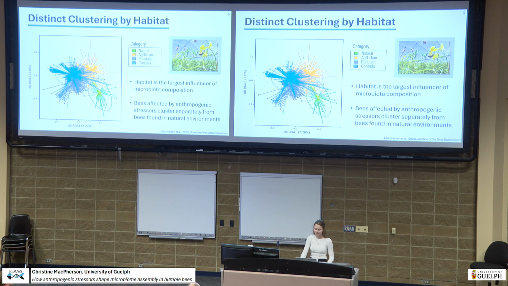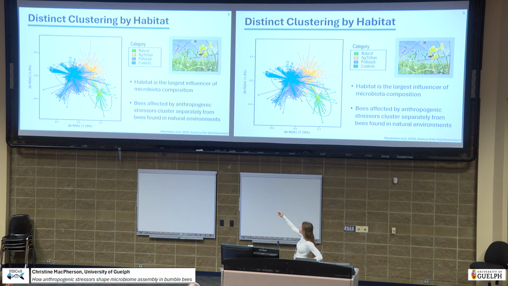As expected, we found that habitat is the largest influencer of microbiota composition, so the level of anthropogenic stress that these bees encounter. And you can see here, this is an RDA plot showing, for those of you who aren't familiar, each dot is a microbiome sample from an individual bee.